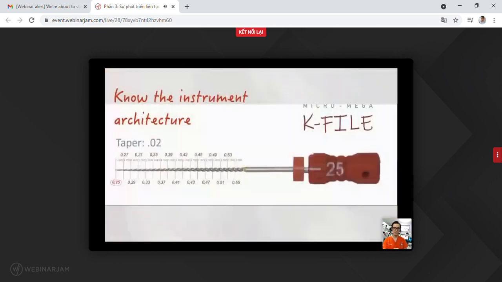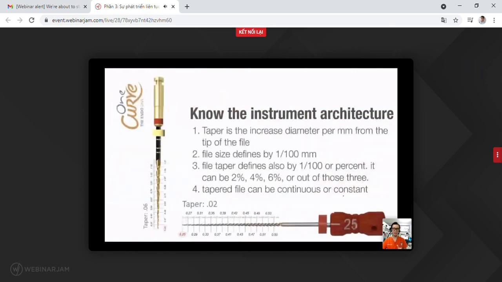So what does it mean? It means that we have to know first what the 2% taper or 4% taper means. The K file itself is a 2% taper. Okay, let me explain to you slowly. Taper is the increase in diameter per millimeter from the tip of the file. So if you have a file number 25, as you see here, with 2% taper, it means every millimeter of the file, I repeat, every millimeter of the file, increases its diameter by 0.02 millimeter.